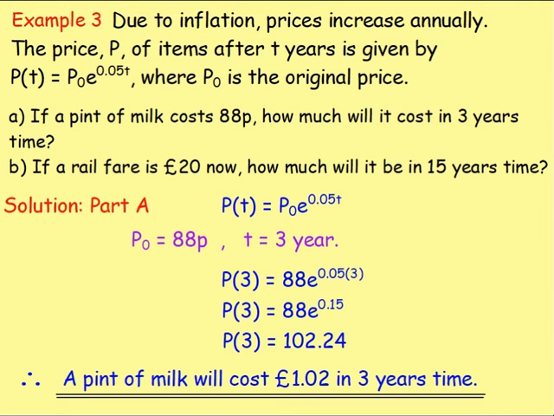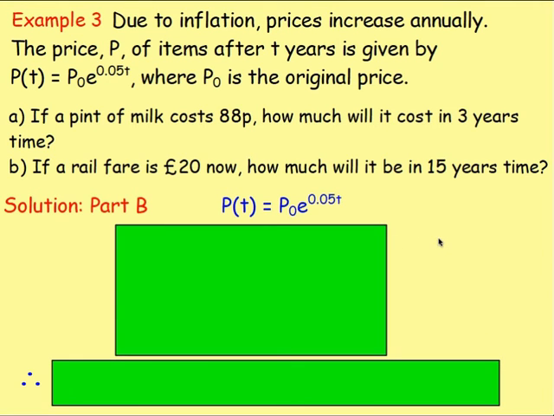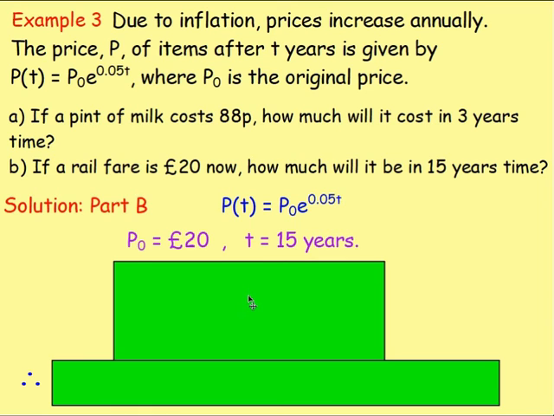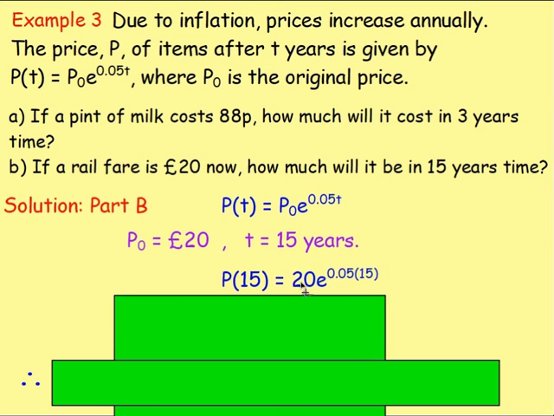Let's try part B. If a rail fare is £20 just now, how much will that be in 15 years' time? We're told the original price, P0, that's £20. And we're also told the time, it's 15 years' time, so we're going to replace t with 15. So we'd have P(15) equals P0, the original price, so that will be 20, times e to the power of 0.05 times t, but t is 15.